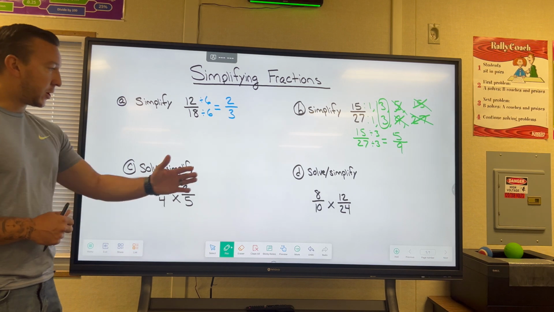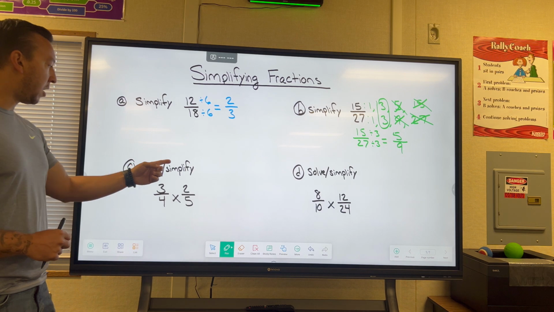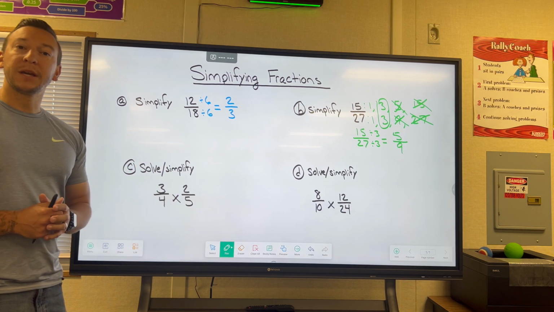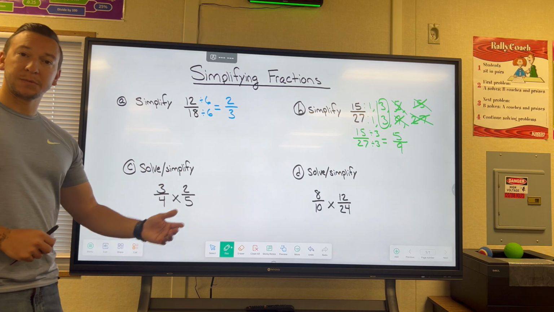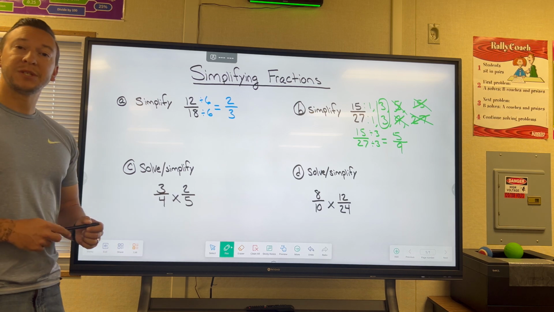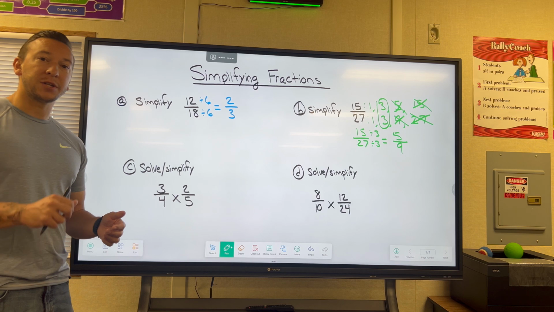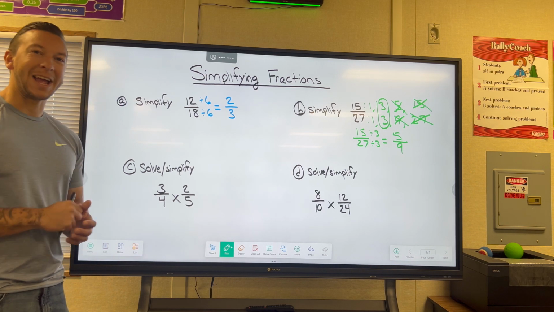All right, now let's take a look at our bottom row here. Problem C. We have solve and simplify 3/4 times 2/5. So we're going to be combining some steps here. We're going to combine multiplying fractions by fractions and then having to remember the steps to simplify. So remember our steps in fractions by fractions. Two steps only. Multiply the numerator and the denominator.